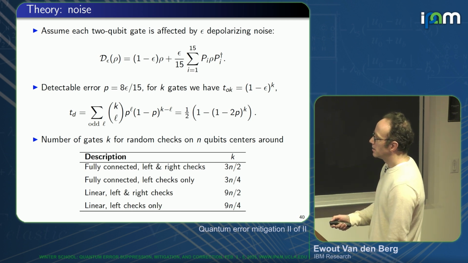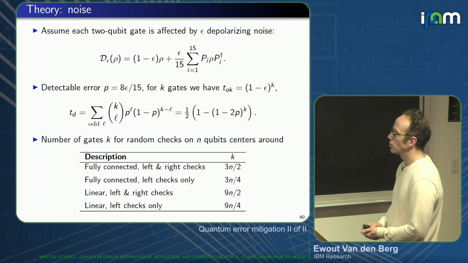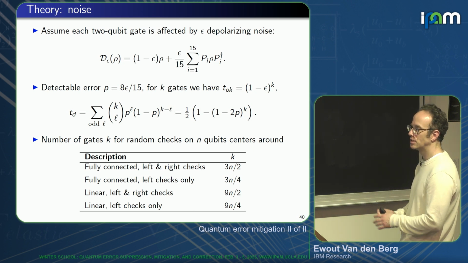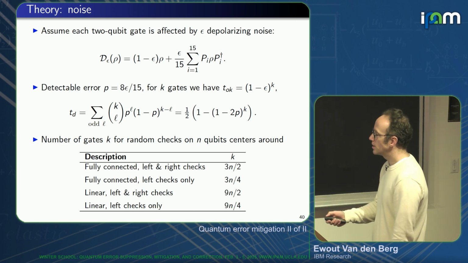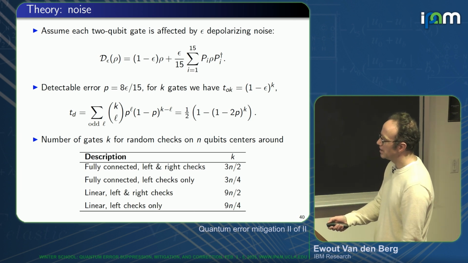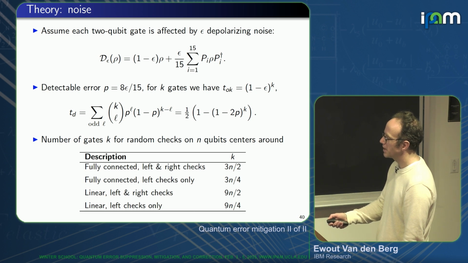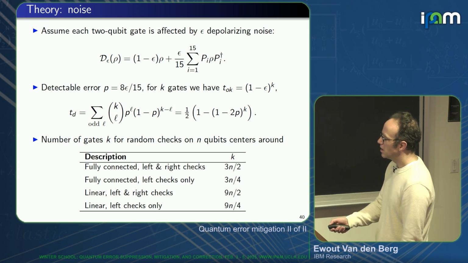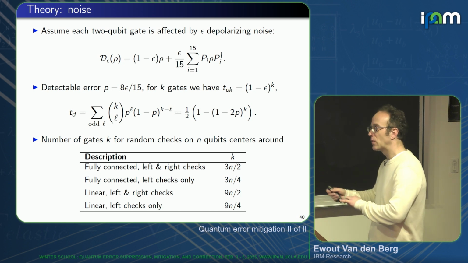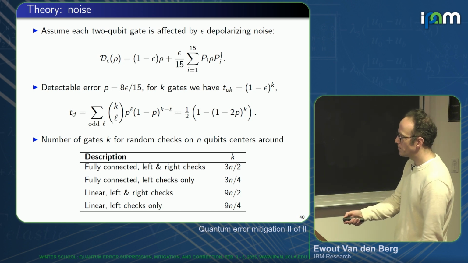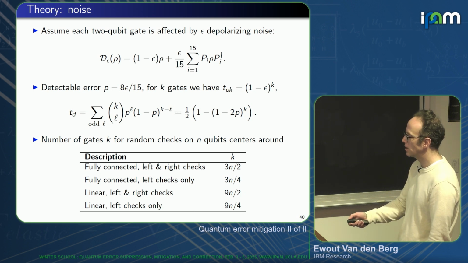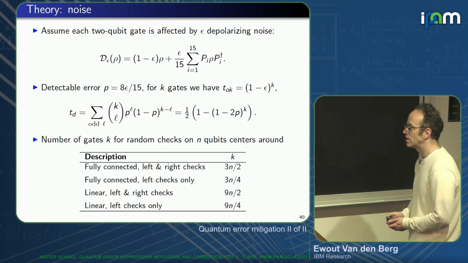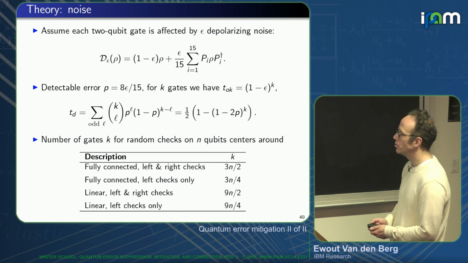Then how many gates are there for random checks? Some of them may have identity, some may have Pauli X, Y, Z, etc. What is the expected number of gates in fully connected left and right checks? That's given by this. Fully connected left only, linear, that's just the construction I showed earlier. How many gates? You see you have more gates in this case than fully connected, but it's still linear in the number of qubits.